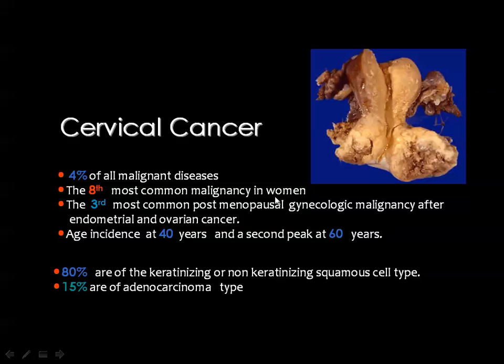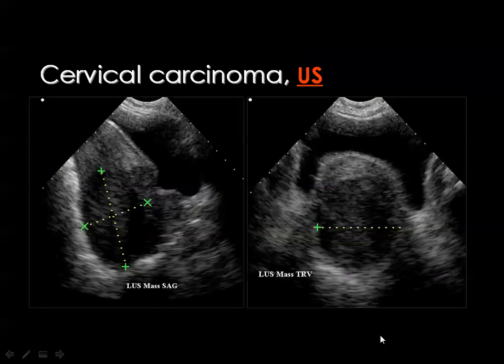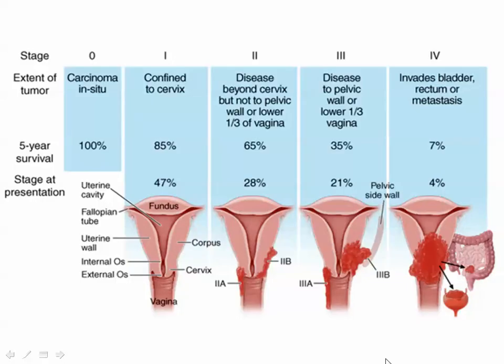Cervical cancer is considered the 8th most common malignancy in women, and the 3rd most common post-menopausal gynecologic malignancy, and the age of presentation is around 40 years old. Also, ultrasound has a limited role in diagnosis of the primary tumor. It will show a mass in the region of the cervix, and this is the staging of cervical cancer.